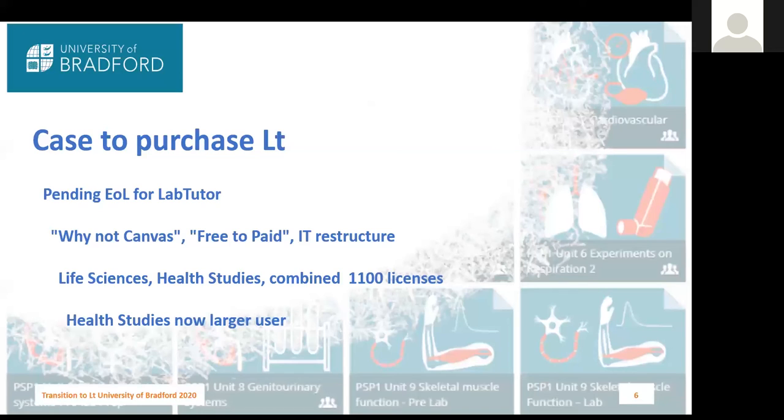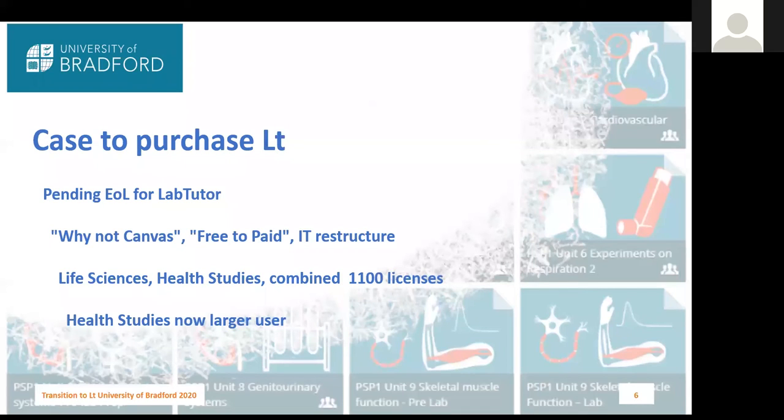We have 1,100 licenses in the institution, 600 for health, 500 for life sciences. And my understanding is that health are probably now going to start to look at expanding their number of licenses because they're starting to use it more and more. Health, as I say, are now the larger user than life sciences. They're developing more custom lessons than life sciences, and they are all non-laboratory use. It gives them a wider scope of how to use LT than life sciences has.